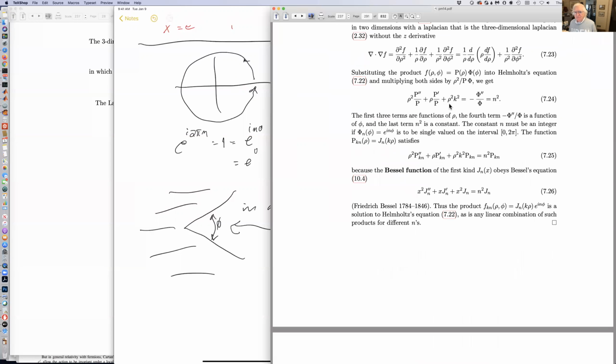In any event, this equation, this left-hand side equal to n squared, is a more complicated equation than the phi equation. And in fact, it's Bessel's equation. If we change variables a little bit, we let capital rho equal to Jn of k rho, then you have a solution, because this is the same as this once you change variables appropriately. And this is Bessel's equation.